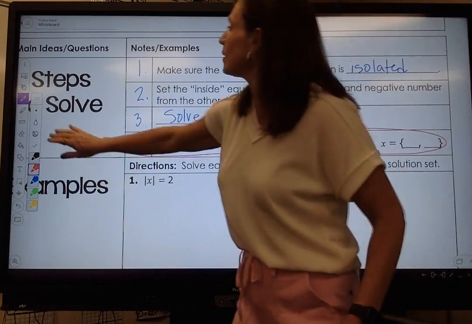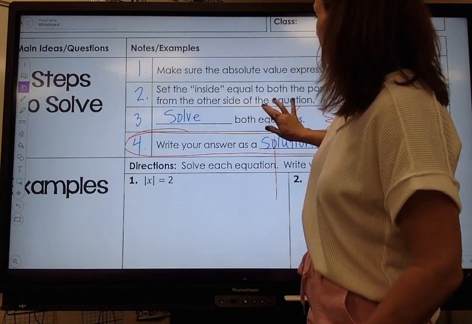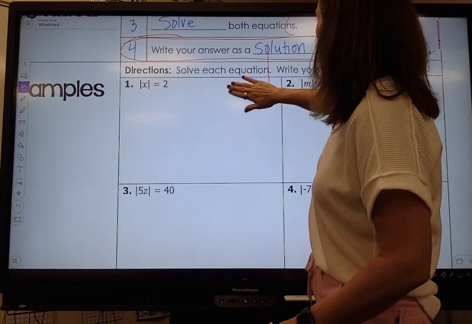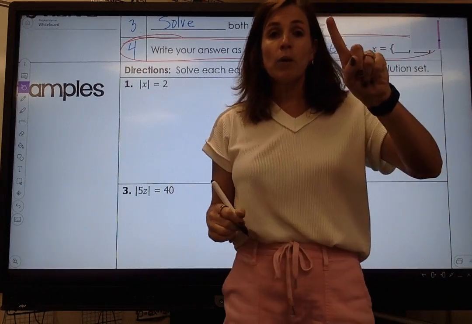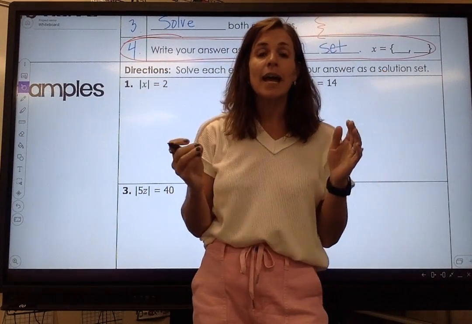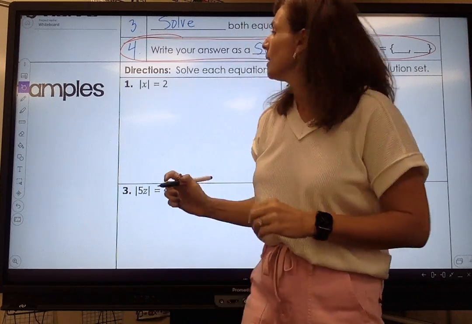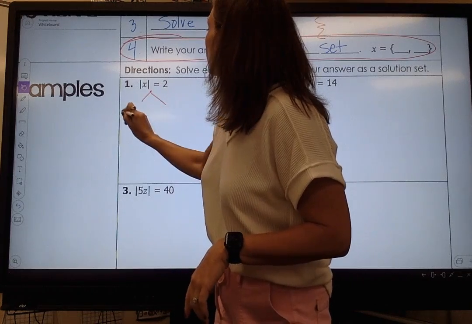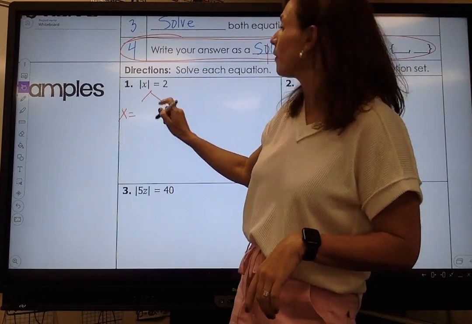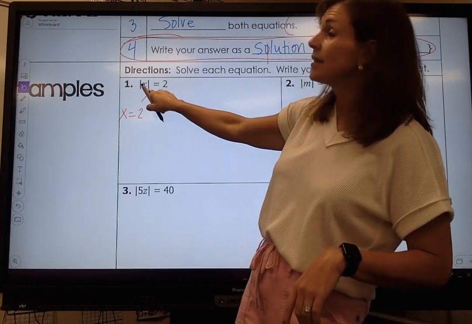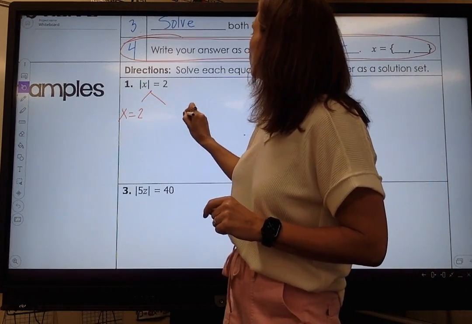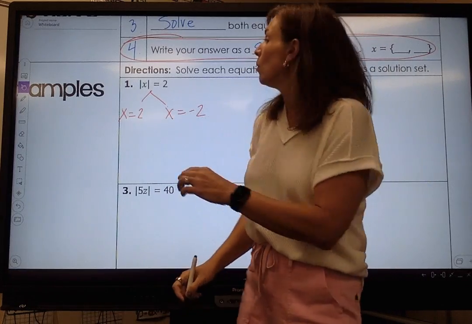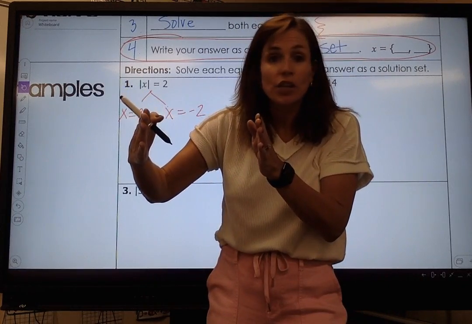All right, so let's take a look at number 1. And talk about the vocab of what that means. So step 1, it's isolated. Now, here's what step 2 means. It means set the inside, x, equal to the positive value on the other side, and set the inside equal to the negative value on the other side. Notice, whatever is in my absolute value does not change.